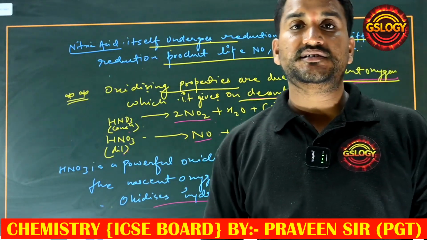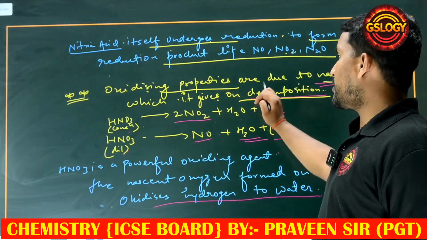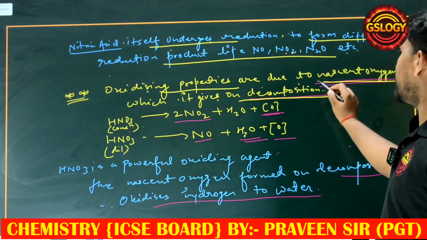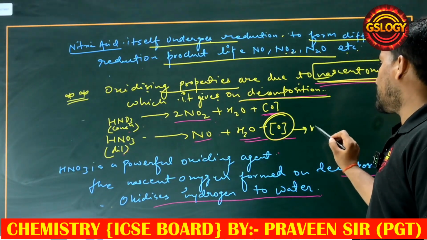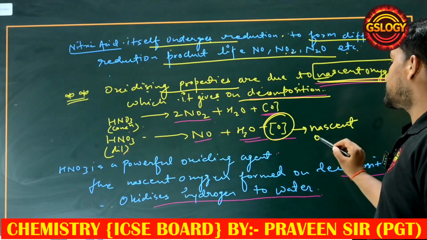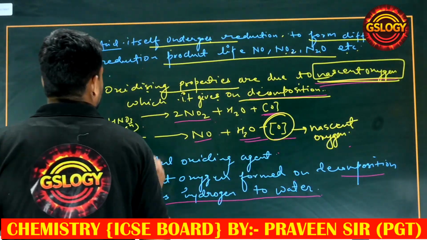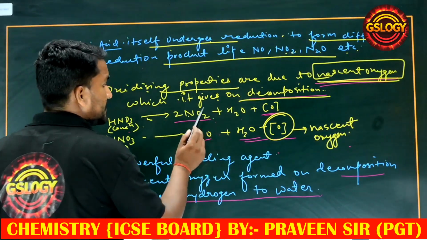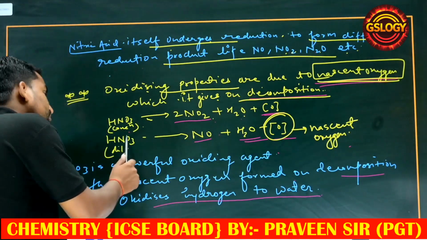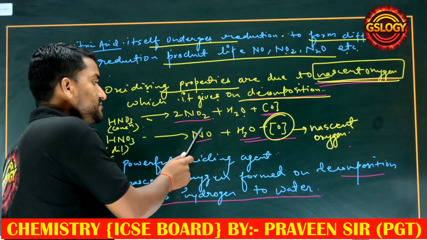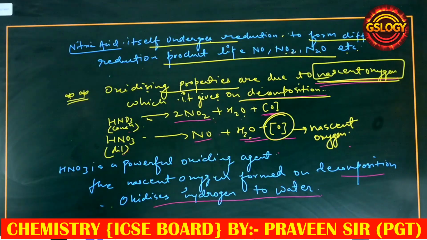So nitric acid is a what? A highly oxidizing agent, and the oxidizing property of nitric acid is due to the nascent oxygen. This oxygen is called nascent oxygen. Concentrated nitric acid on decomposition will give nitrogen dioxide plus water and nascent oxygen, and dilute nitric acid gives nitric oxide plus water and nascent oxygen.